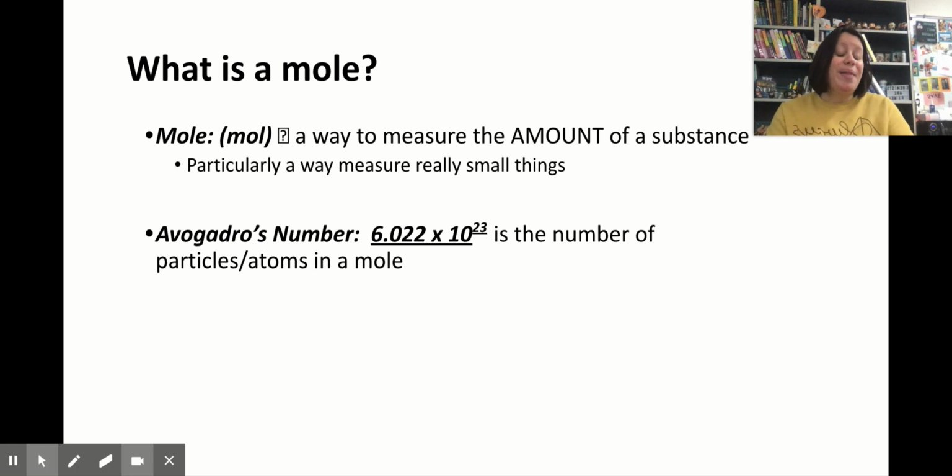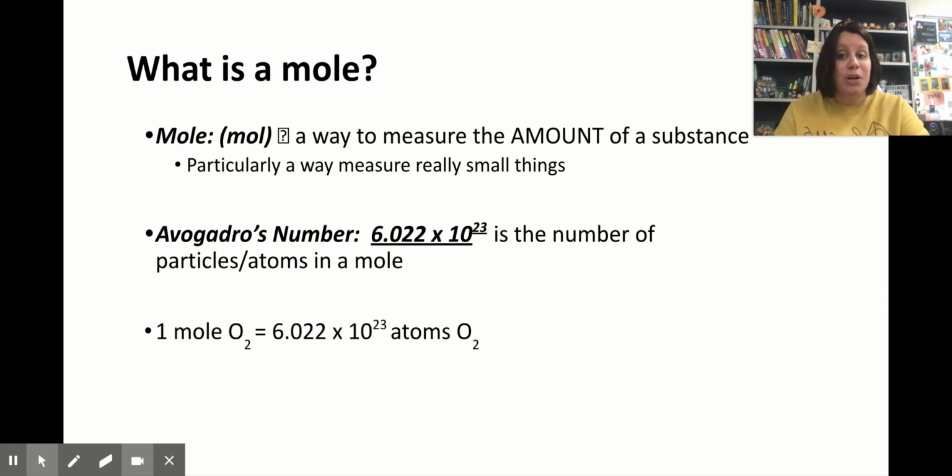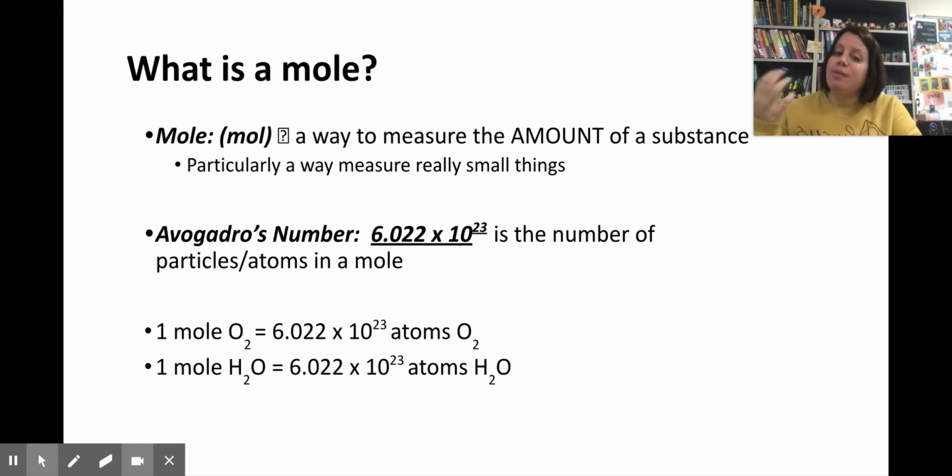It doesn't matter what the substance is, if it's an element or a compound, if you have 1 mole of it, you will always have 6.022 times 10 to the 23rd atoms or particles of it. So if you have 1 mole of oxygen gas, O2, you have 6.022 times 10 to the 23rd atoms of oxygen gas. If you have 1 mole of water, you have 6.022 times 10 to the 23rd atoms of water.